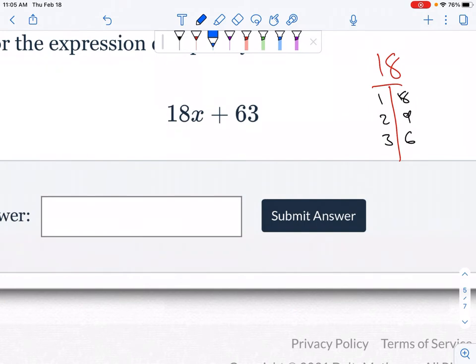So now I'm going to compare. Can 63 be divided by 18? It cannot. You got a decimal. Can 63 be divided by 9? And it can. So 9 is our common factor. So I'm going to use 9, and I'm going to break this as 9 times something times x, and 63 is 9 times something. So 9 times 2 makes 18, and 9 times 7 makes 63.